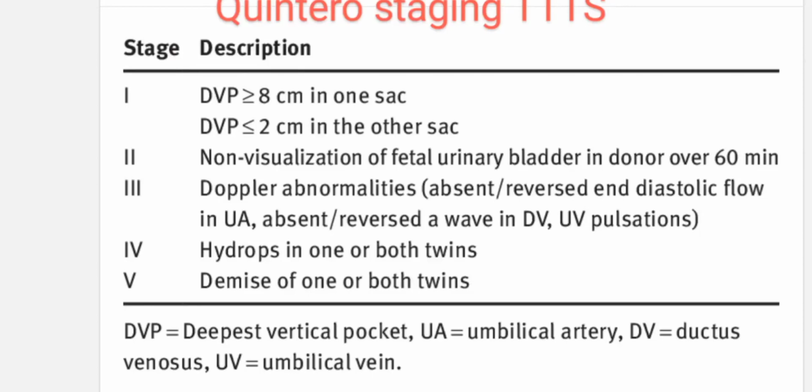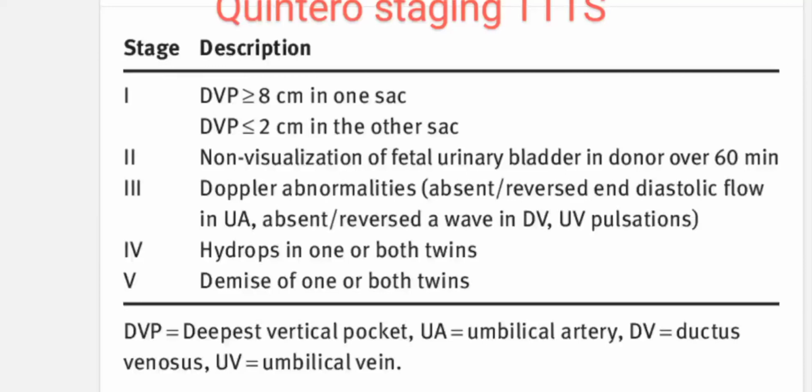Then the second is stage 2, which is non-visualization of the fetal urinary bladder in the donor over 60 minutes. Stage 2 is non-visualization of the bladder. Then stage 3 is Doppler abnormalities. It can be absent or reversed end-diastolic flow in the umbilical artery, or abnormalities in the ductus venosus or umbilical vein pulsations. Then stage 4 is hydrops in one or both twins, and stage 5 is demise of one or both twins.